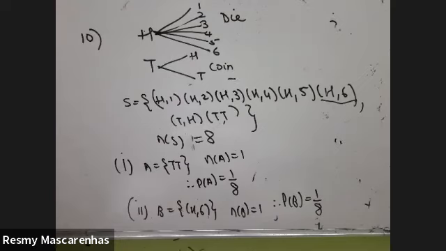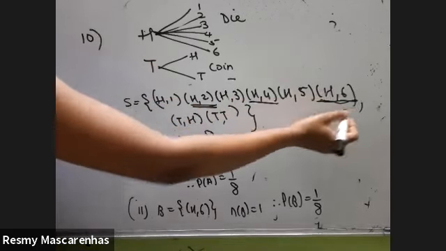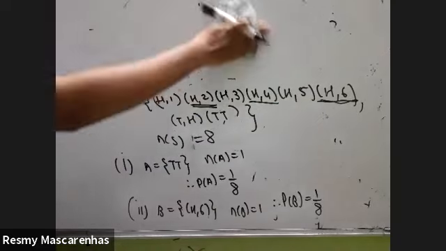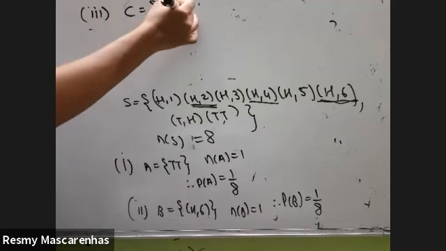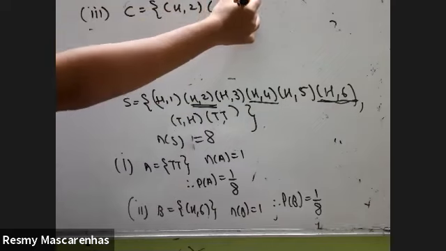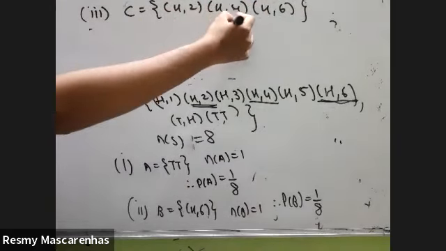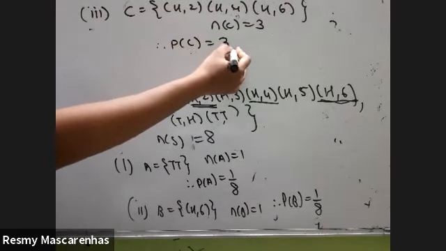And the third one says head and an even number. So what are the options? Head and even number is this, this, and this. You can name it as C: head comma 2, head comma 4, head comma 6. So how many elements? 3. Therefore, the probability will be 3 out of 8.